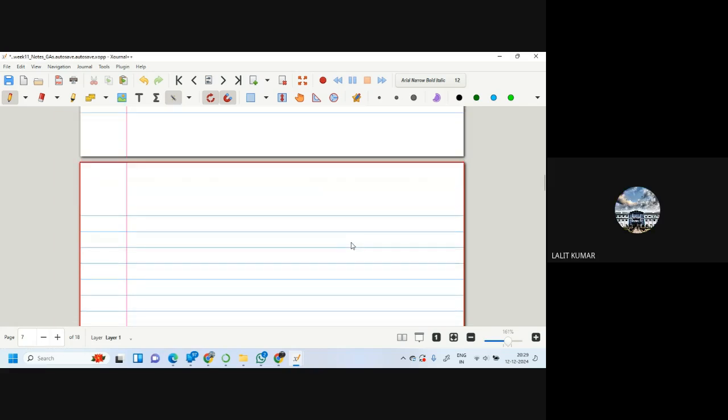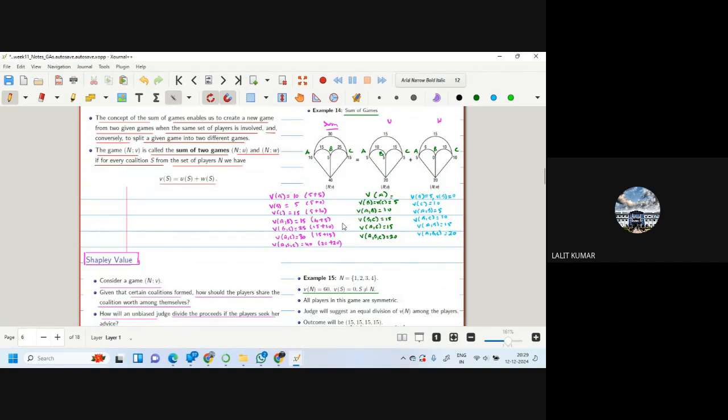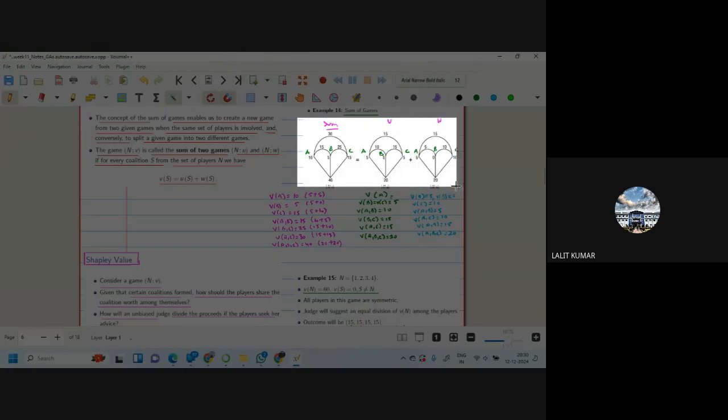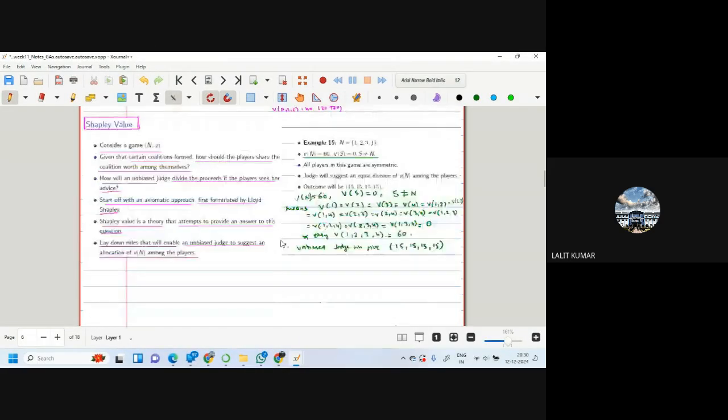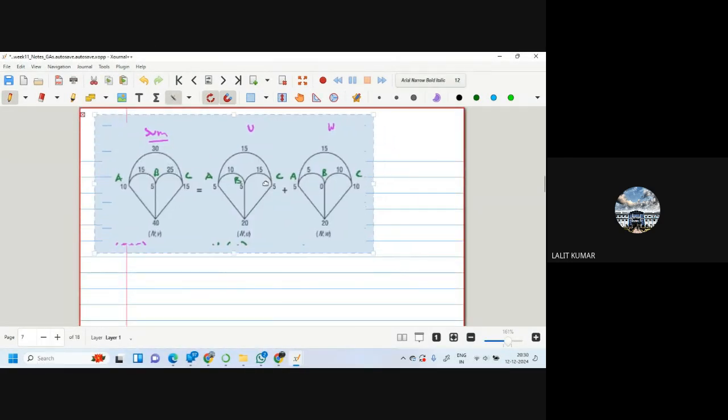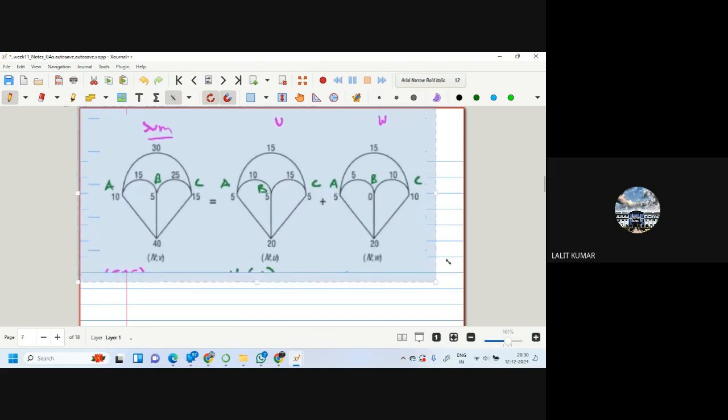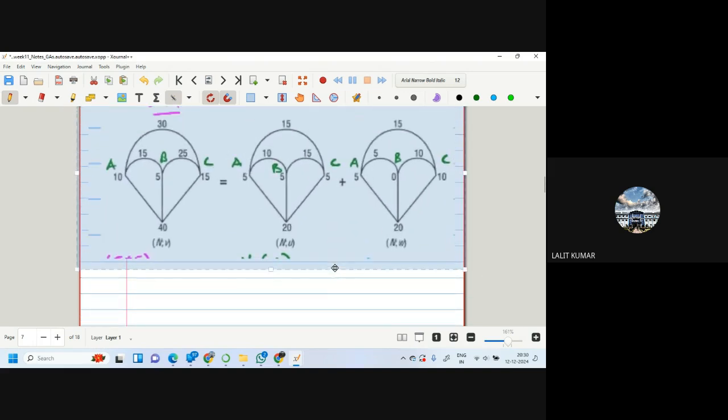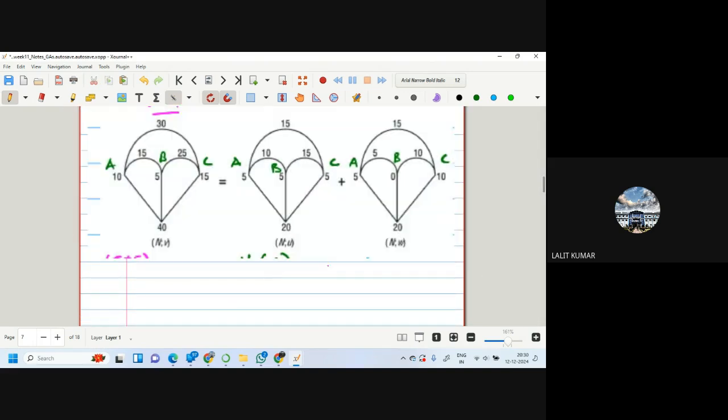Second is the sum of games. Any game which is there, for example, I take this example. Is it clearly visible to all of you? Let's understand what this means. Here, V(A) is equal to 10, V(B) is equal to 5, V(C) is equal to 15. This I have taken from here.